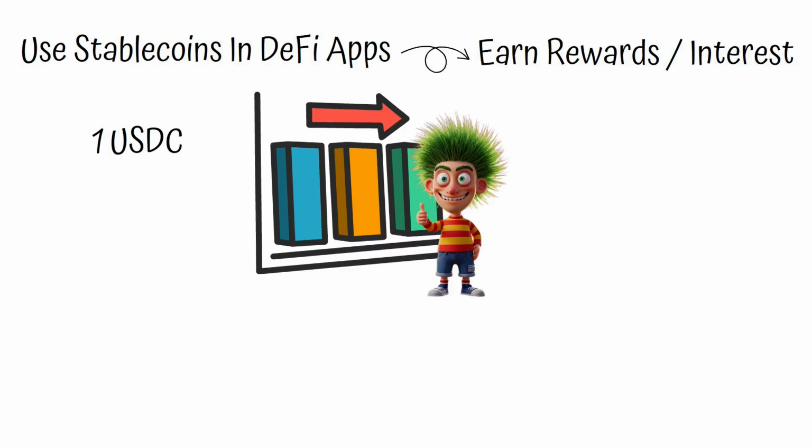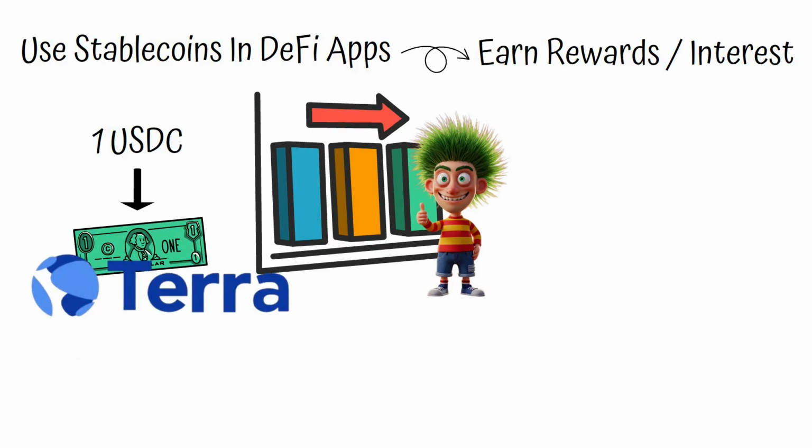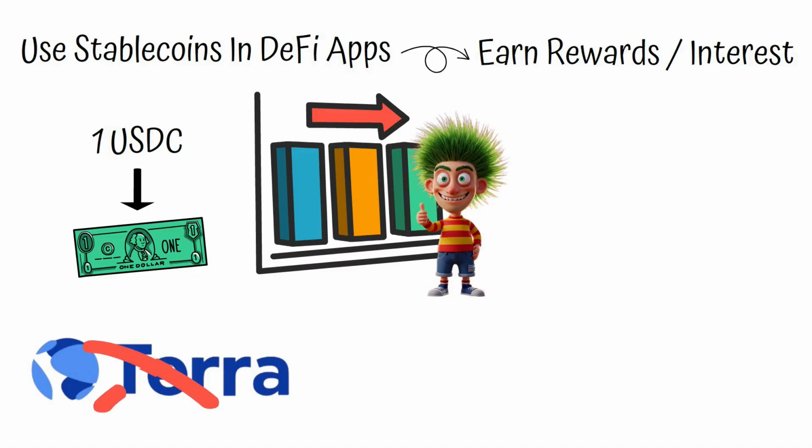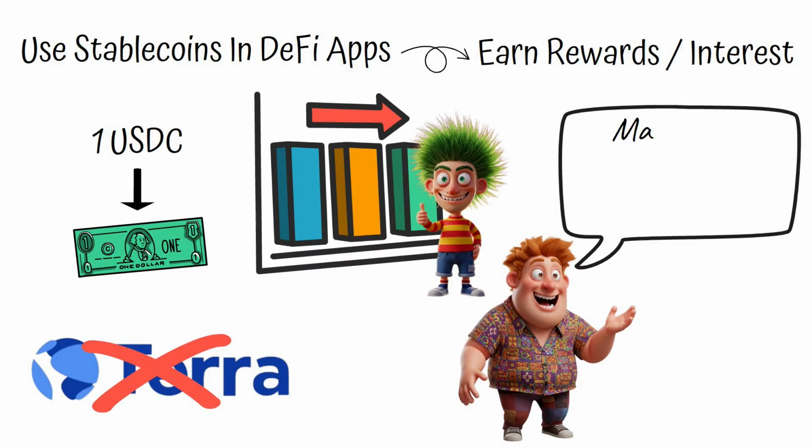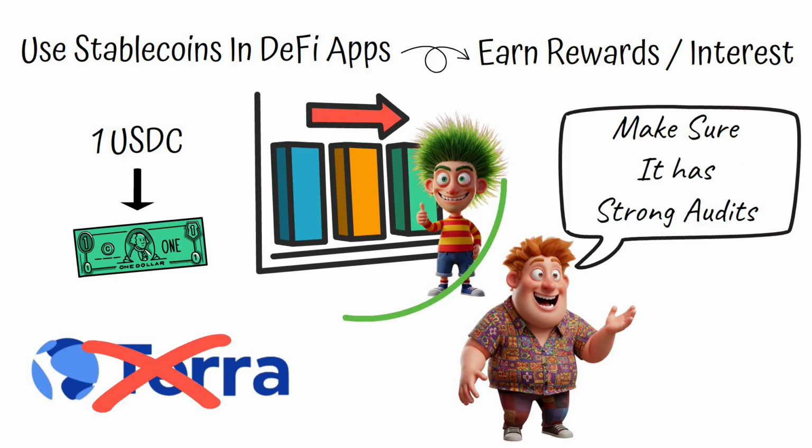For example, USDC is backed by real dollars in a bank account. Others might use riskier systems, and some have even collapsed in the past. So before you trust a stablecoin with your money, do a little digging. Make sure it's backed by something real and has strong audits. A stablecoin should protect your value, not add more risk.